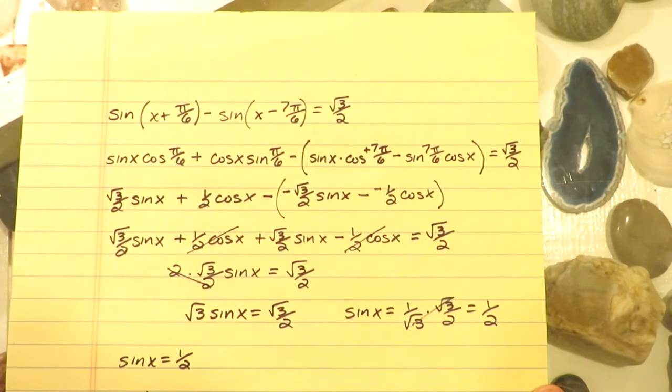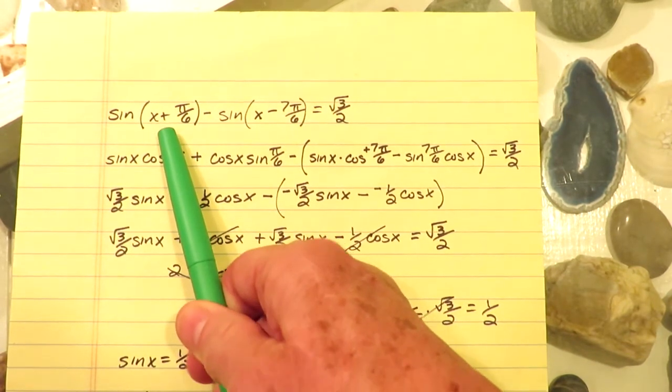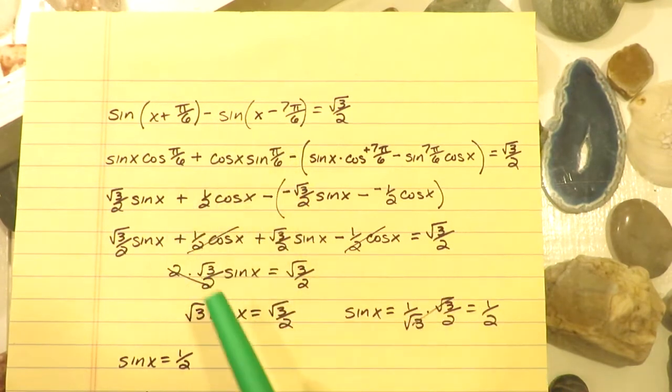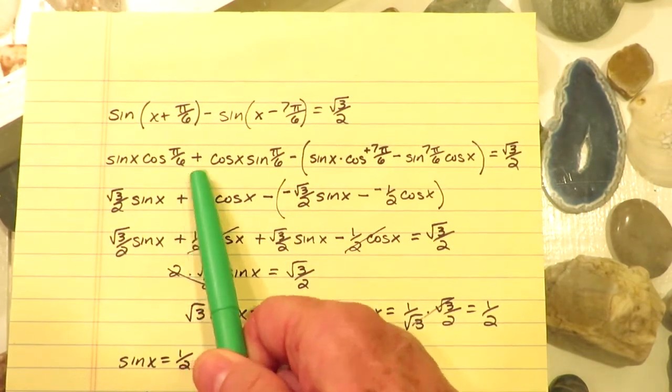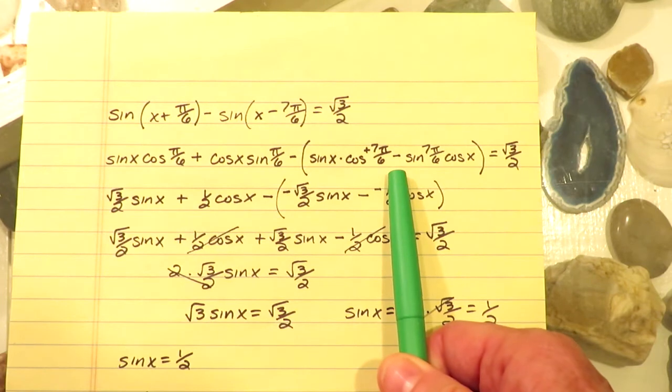So here we have the equation sine of (x plus pi over 6) minus sine of (x minus 7 pi over 6), and we're curious what values of x will make that equal to the square root of 3 over 2. So I'm going to rewrite both of these, sine of a sum and sine of a difference, using the sum rule for sine and the difference rule for sine.